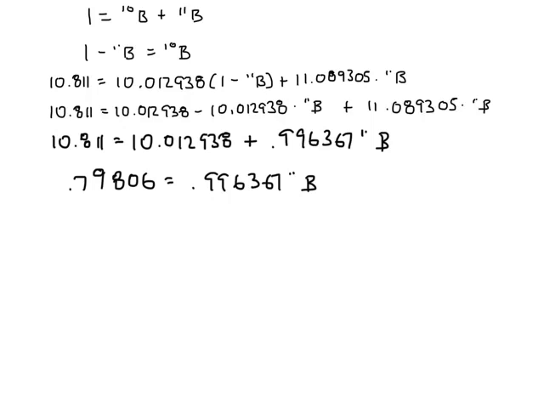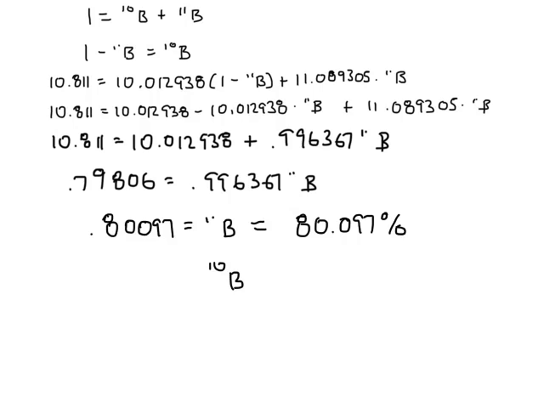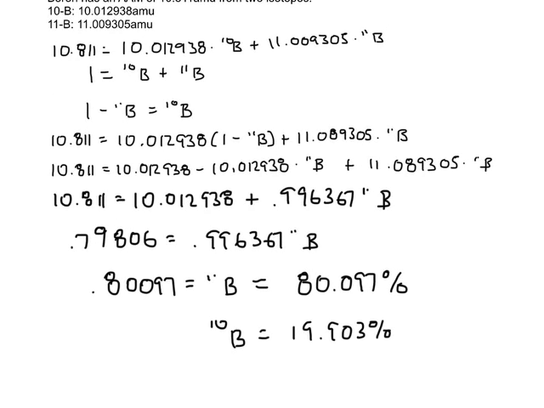Now all I have to do is divide both sides by 0.996367, and that gives me 0.80097 equals 11B, or 80.097%. So if boron is 80.097% 11B, that means 100 minus that is going to be 10B, so 19.093% is 10B. And we're finished with that problem.